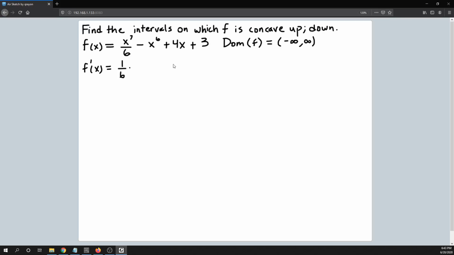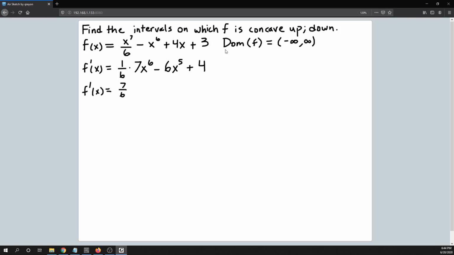All right, so the constant multiple rule says to rewrite the constant and multiply by the derivative of x to the 7th. So that's going to be 7x to the 6th using the power rule. Then subtract off the derivative of x to the 6th using the power rule. That's going to be 6x to the 5th. Then add the derivative of 4x, which is 4.